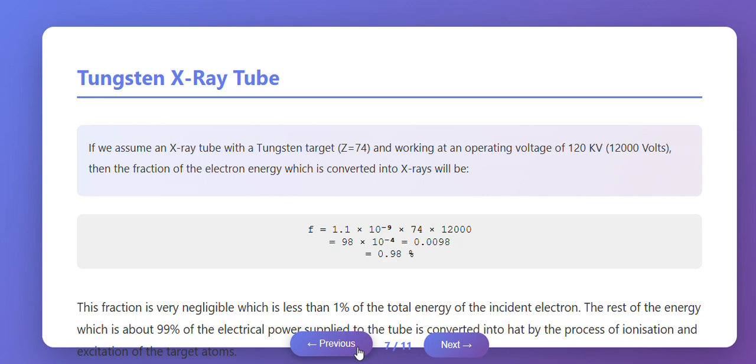About 99% of the electrical power supplied to the tube is converted into heat through ionization and excitation of the target atoms. That's a lot of heat we need to deal with. This brings us to one of the most critical engineering challenges in X-ray tube design: heat management.